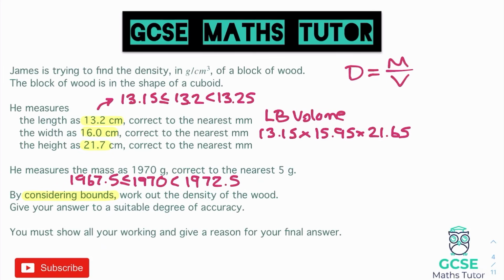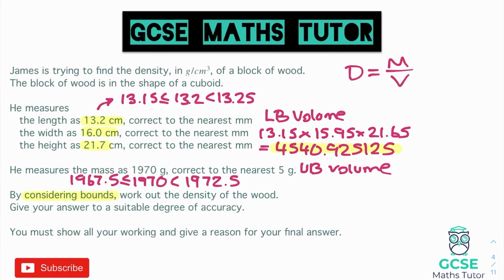And if we work that out, let's type it all in, 13.15 times 15.95 times 21.65, we get a final answer here for our lower bound of our volume of 4,540.925125. There we go. Let's highlight that so we don't lose it. So there's the lower bound of the volume. I need to do the same for the upper bound. So let's do the upper bound for the volume as well.